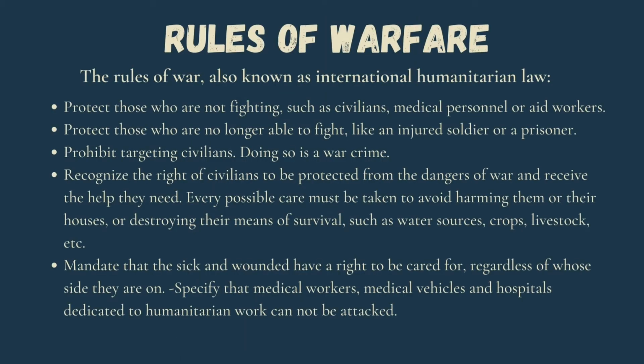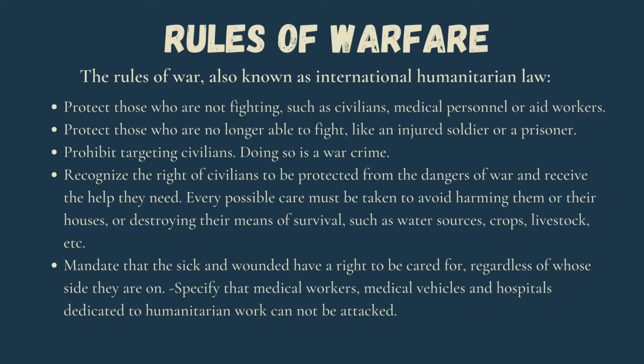First is to protect those who are not fighting, such as civilians, medical personnel, or aid workers. Second is to protect those who are no longer able to fight, like an injured soldier or a prisoner. Third is to prohibit targeting civilians. Doing so is a war crime. Fourth is to recognize the right of civilians to be protected from the dangers of war and receive the help they need. Every possible care must be taken to avoid harming them or their houses or destroying their means of survival, such as water sources, crops, livestock, and so on.